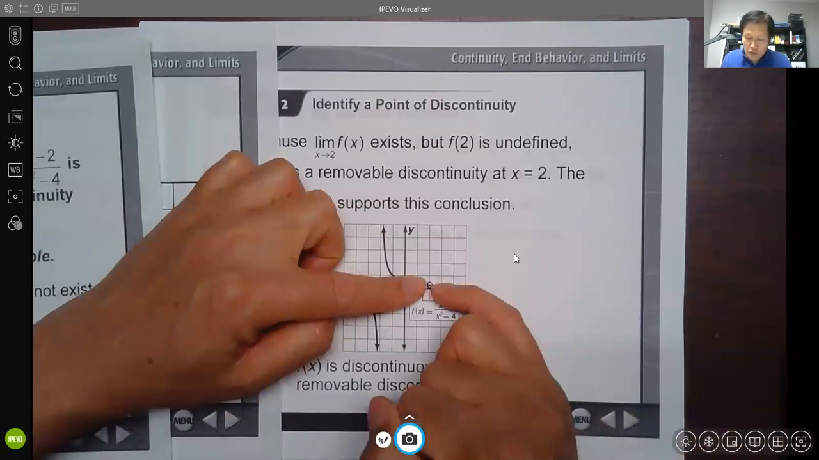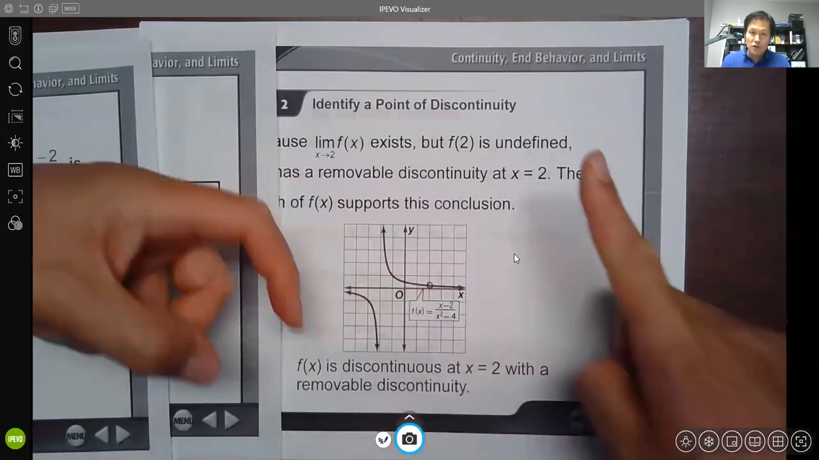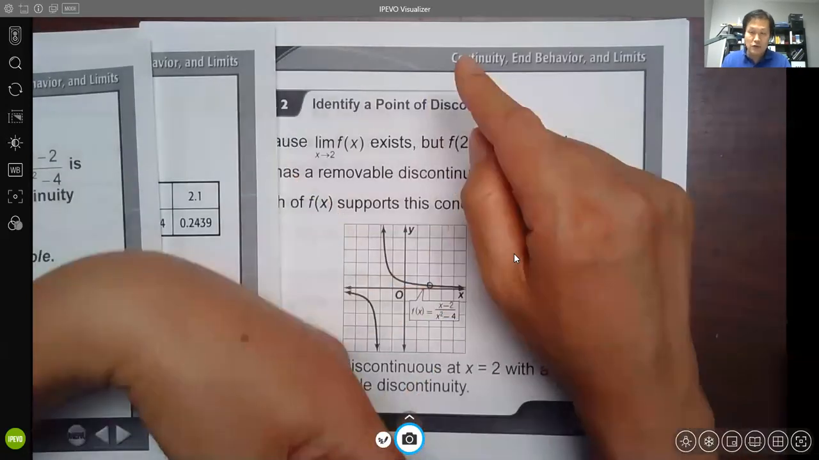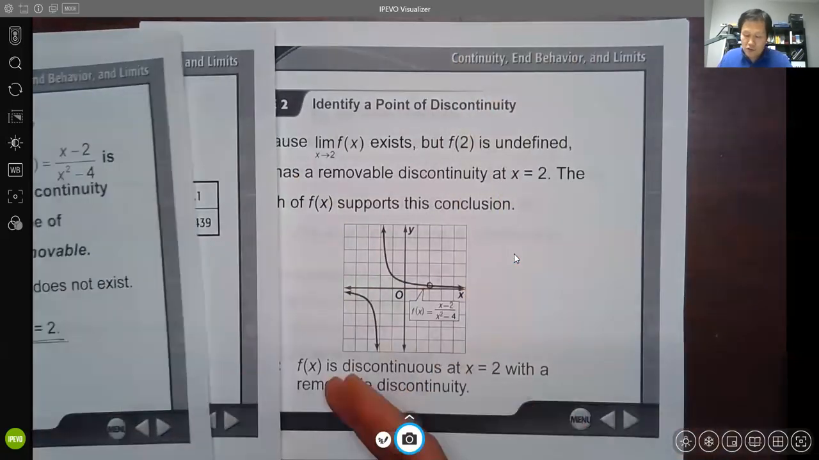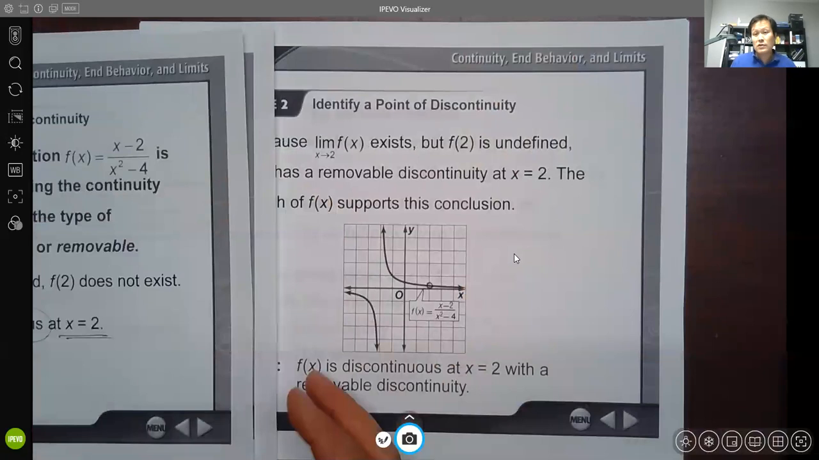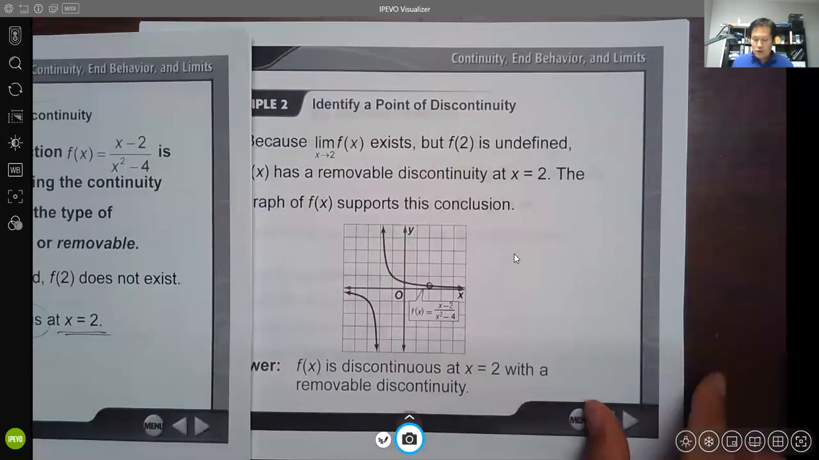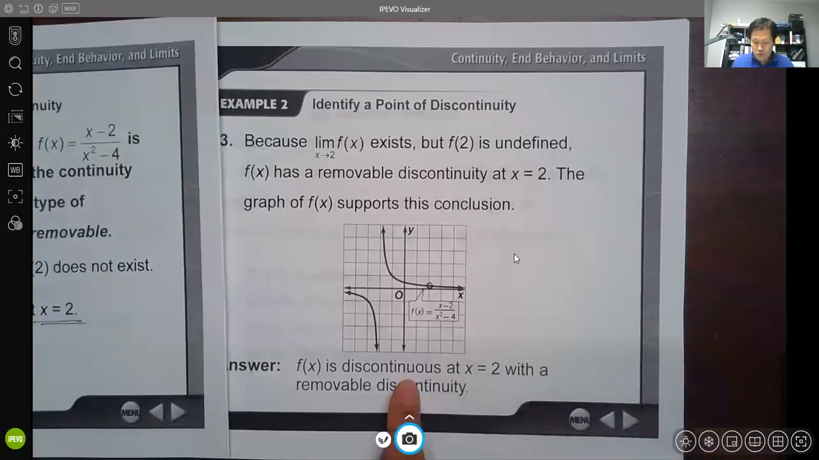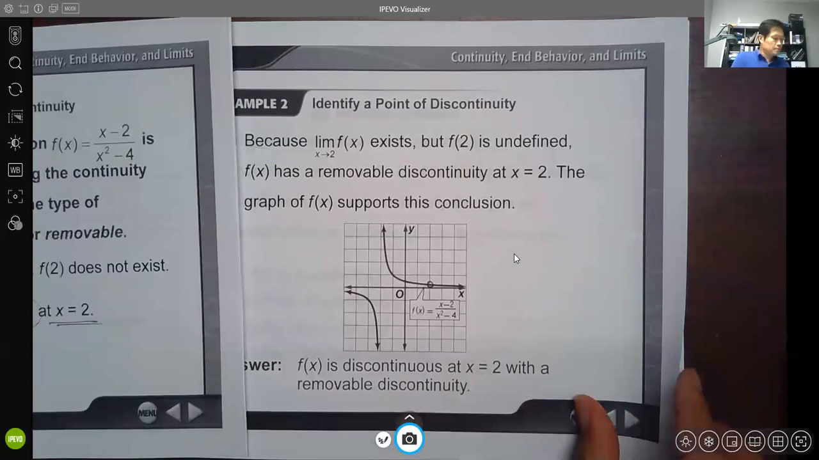So you know it's approaching the same value, not like one goes to 1,000 and the other goes to minus 1,000. That would be infinite discontinuity. This is a removable discontinuity because they're approaching the same value, which is so easy when you look at the graph. So, discontinuous at 2. What kind of discontinuity? Removable discontinuity.